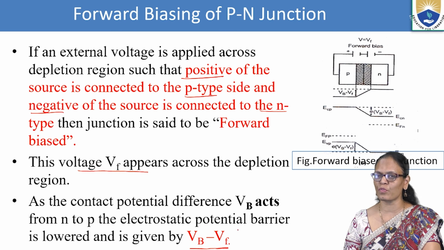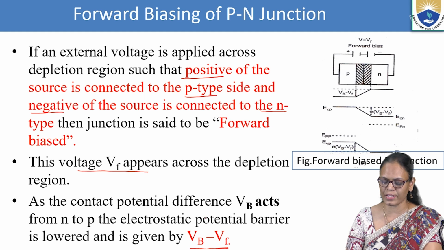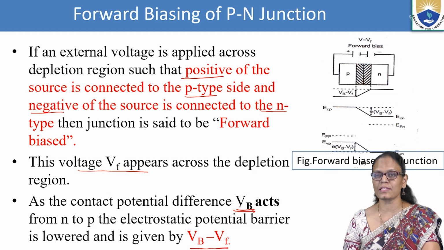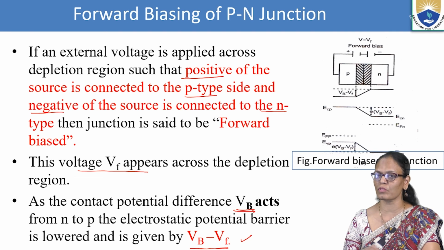VB minus VF, what does it mean? The resultant potential is less than the barrier potential. Initially, the barrier potential is denoted by VB and VF is opposing this, and the resultant we have is VB minus VF due to forward bias.